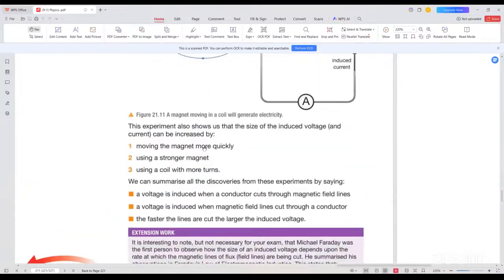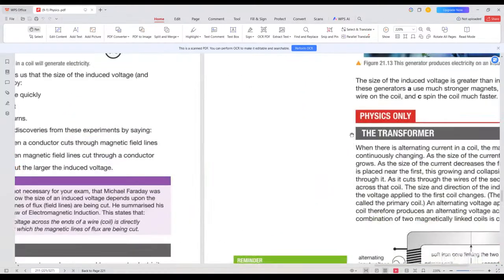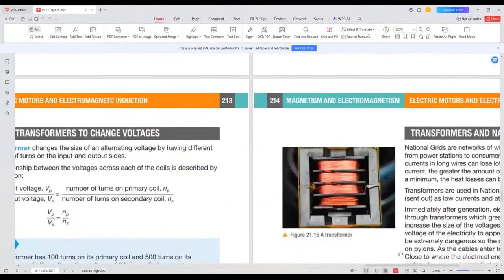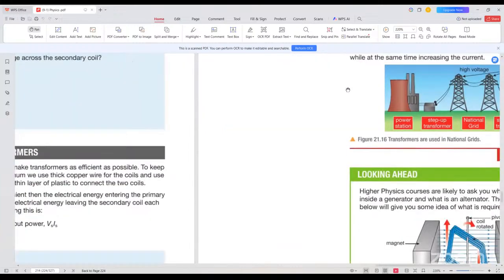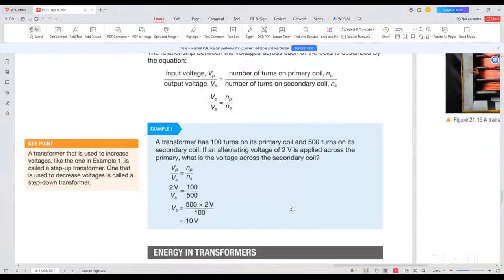Here also some factors are mentioned: to move the magnet more quickly, to use a stronger magnet, likewise. Yeah, we need to discuss the generators and the transformers. Yeah, we can finish the lesson today.